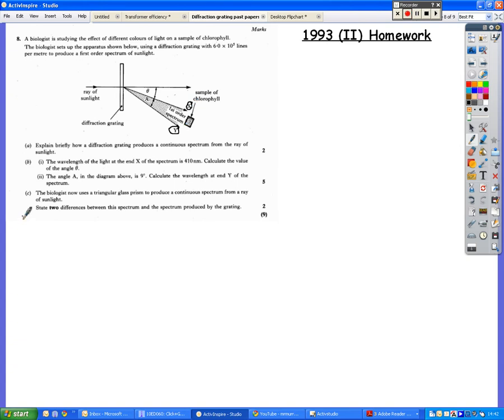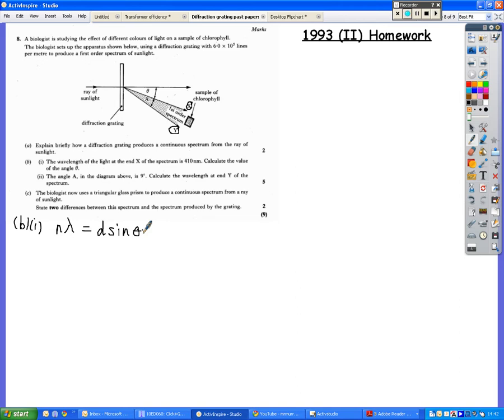Okay, B, part 1. This is where we get to the calculation. The wavelength of the light at the end X of the spectrum is 410 nanometers. Calculate the angle theta. So you know it's a maxima, something you can see, a bright patch or an area of constructive interference. So it's n lambda equals d sine theta.